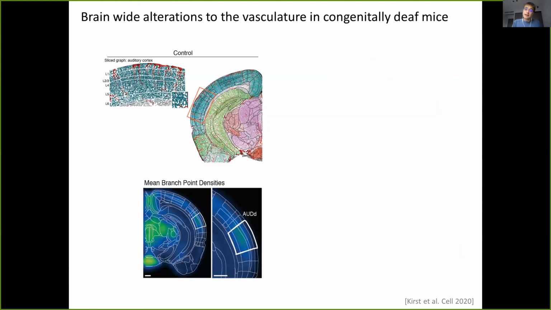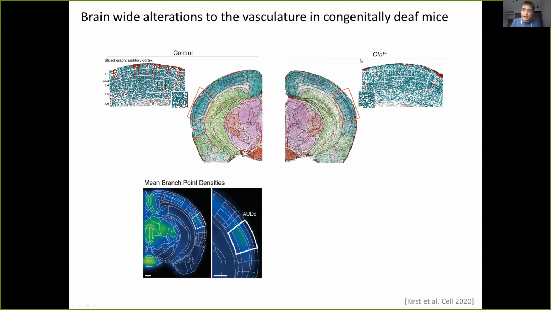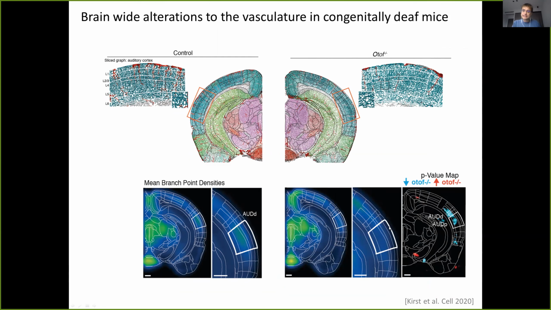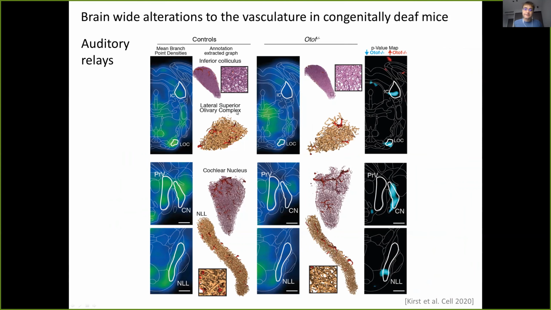A final example, we saw that the auditory areas, and here, for example, the auditory cortex had an increased branch density in the mice. So we took genetically deficient mice that were not able to hear and looked at the density, and we see a strong decrease in the vasculature density, in this case, in the auditory area. This effect is even more significant in subcortical auditory relays. So here are various nuclei that are involved. One striking example is the cochlear nucleus there, where you lose a lot of vasculature density in the deaf mice, for example.